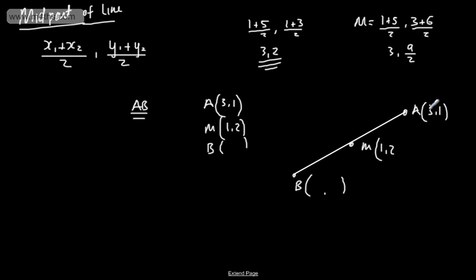I like to say to myself, what did I do to get from 3 to 1? The answer is I subtracted 2. So I'm going to subtract another 2. Because if I add 2, I get here. What did I do here? Well, I added 1, so I need to add another 1, which is going to give me 3. So we can say, from 1 to 2 is 1. We add another 1, and that gives us the point 3.